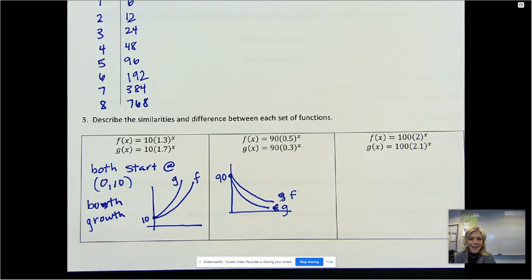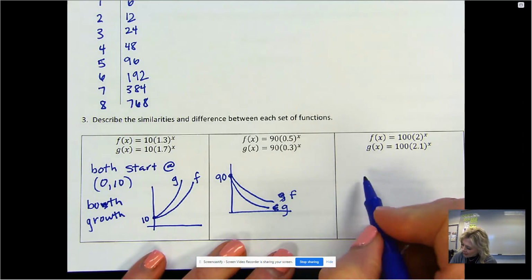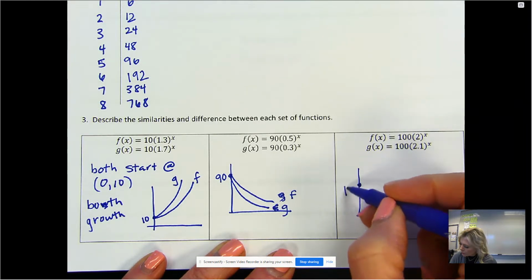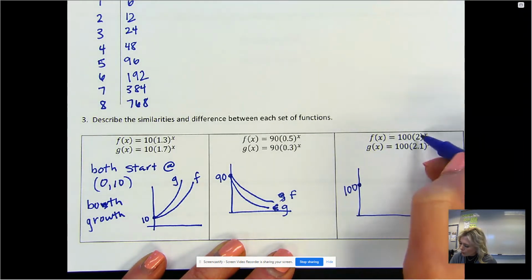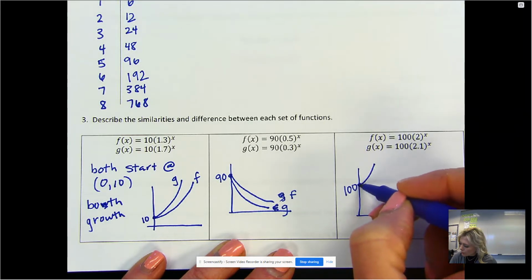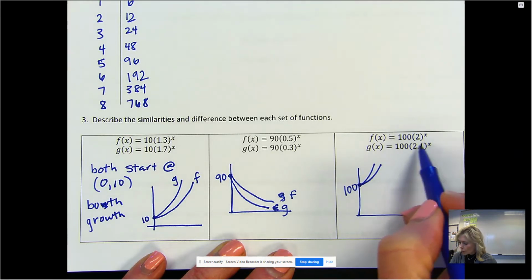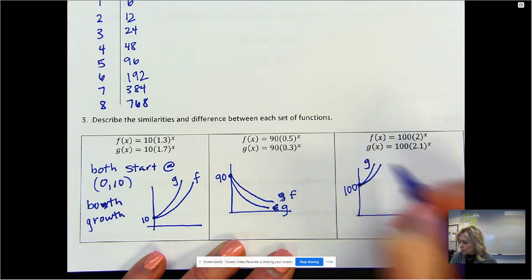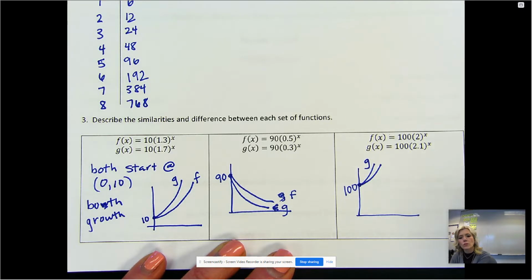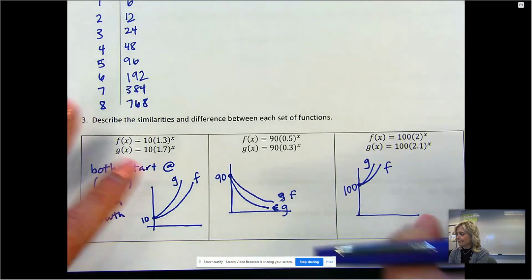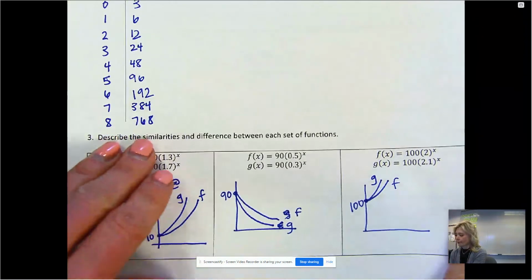All right, and then the last one, well, they both start at 100. But again, they're growing at different rates. So one is doubling and one is like 2.1. So the one with the larger growth rate would be the one that gets larger faster. And so that's G, and then this one would be F. Okay.